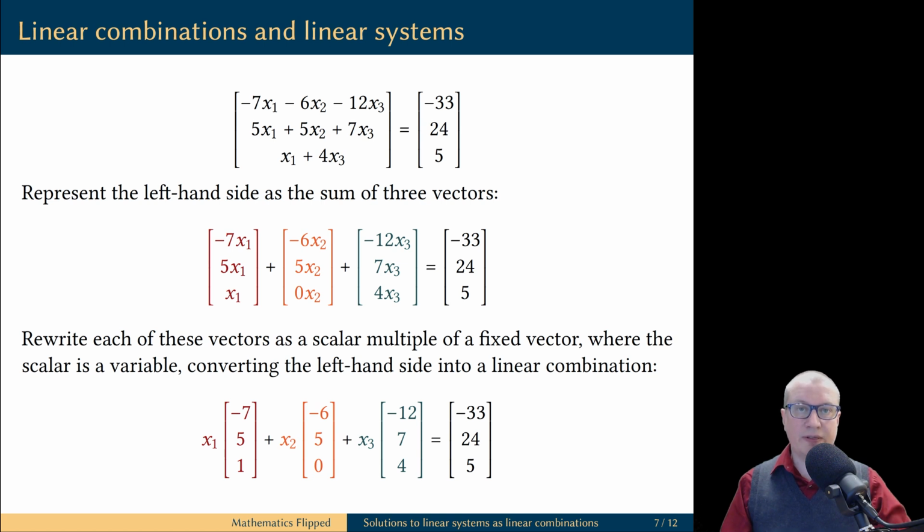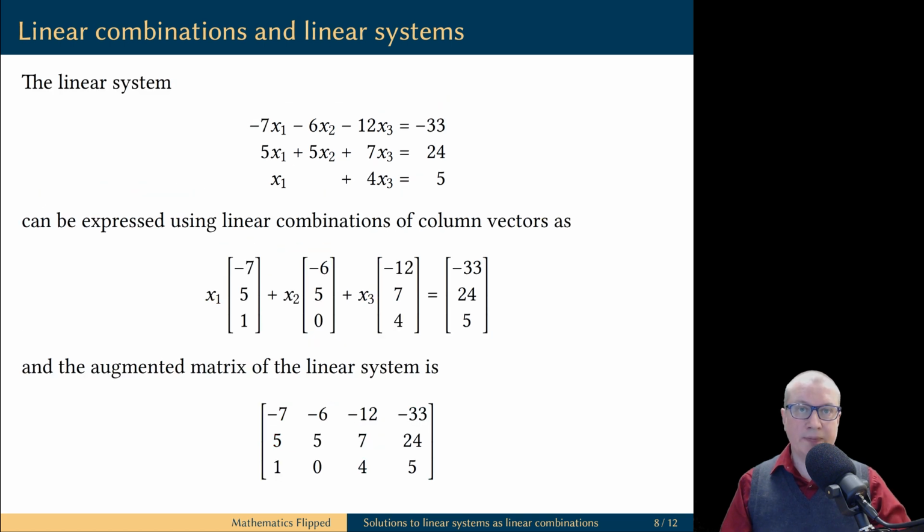But the three vectors that we have on the left-hand side are not just some random vectors. Here's why. If you look at the original linear system and you construct the augmented matrix of this linear system, you should be able to recognize that the vectors we have in this linear combination expression are precisely the columns of the coefficient matrix of the original linear system. Moreover, the vector we have on the right-hand side is the vector of constants of the linear system.